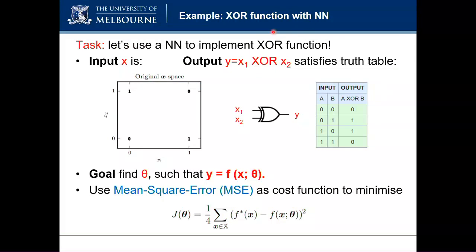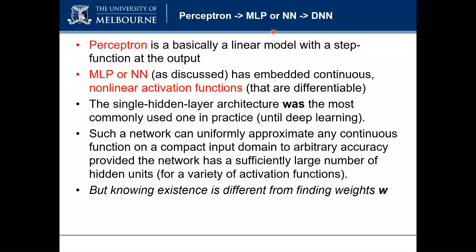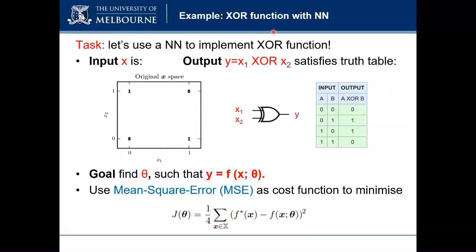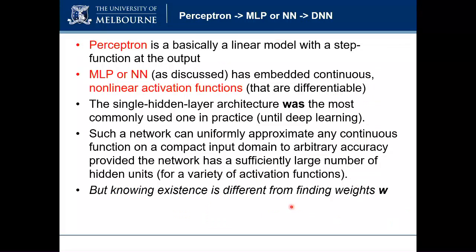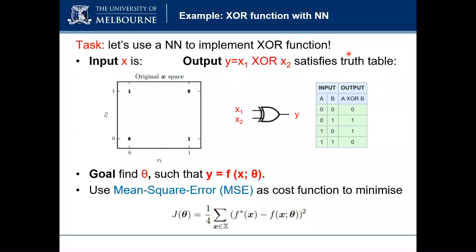So let's start from the simple. This is historically interesting, the XOR problem. How am I going to find the weights? I would like to motivate that. This is a problem that is very simple. The data set is 4 points. And I would like to say, let's use a neural network to implement an XOR function.